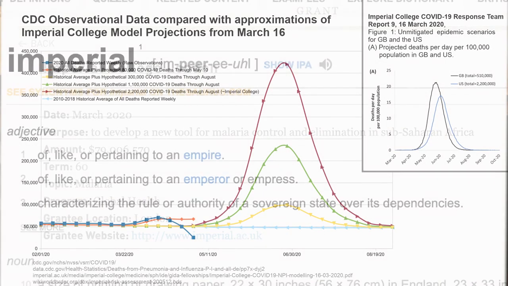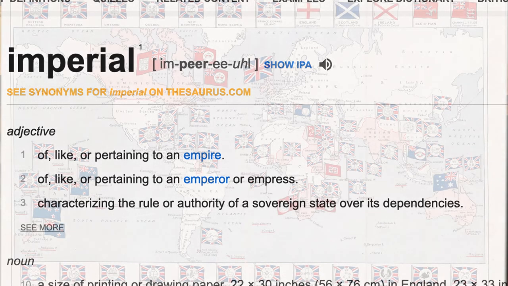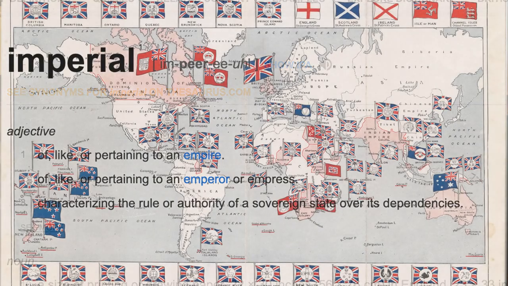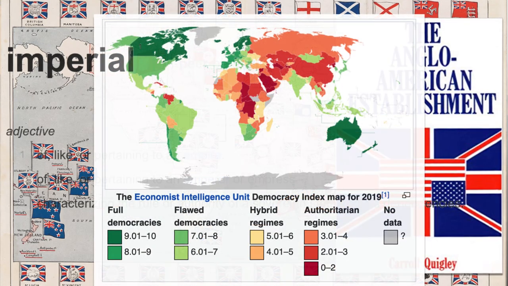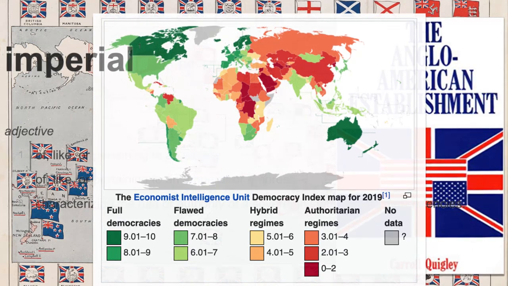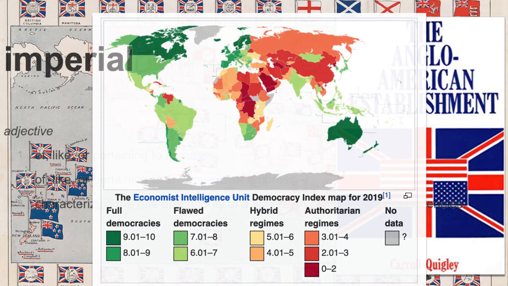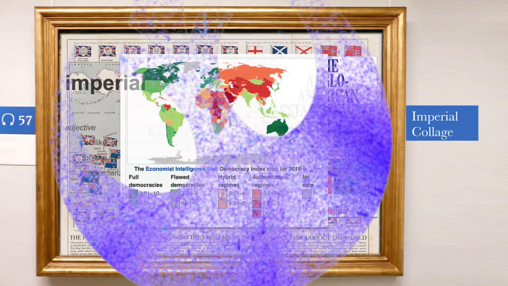And I can't help but mention one more dimension of chess. Definitions for imperial include of, like, or pertaining to an empire, and characterizing the rule or authority of a sovereign state over its dependencies. The Anglo-American Empire has instigated and dominated the growth of global governance. Global governance is one of the few guaranteed winners fueled by this crisis. Nobody has explained to me how global governments will form to be less dangerous to the world than our less centralized corporatocracies. We generally need to master governing ourselves before thinking about governing others.